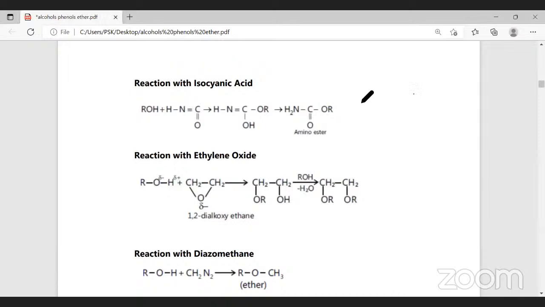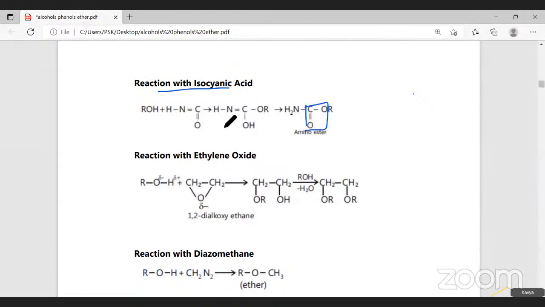All right. Now, reaction with isocyanate, isocyanuric acid. This reaction is not there in our syllabus. Isocyanuric acids, all that we do not have. Anyways, isocyanuric acid is HN=C=O. When allowed to react with alcohol, we get an intermediate product, and finally we get an ester, an amino ester. This is an ester group.